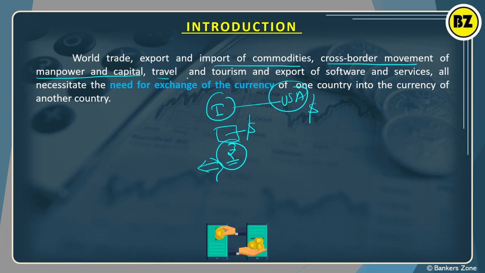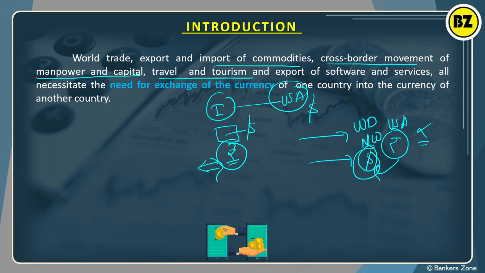Apart from that, travel and tourism. If you are going to Washington DC or New York in the USA, you have to carry their currency. If you go there with rupees, it is not allowed. They will not accept Indian rupees, right? So obviously you have to convert whatever rupees you have to dollars, then only you can operate in the USA, right? So export of software and services all necessitate the exchange of the currency of one country to the currency of the other country.